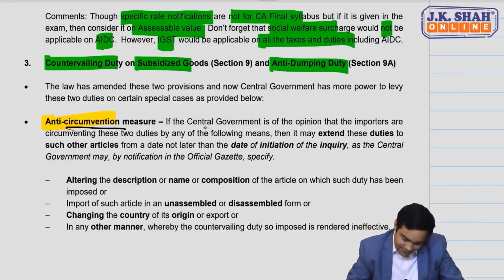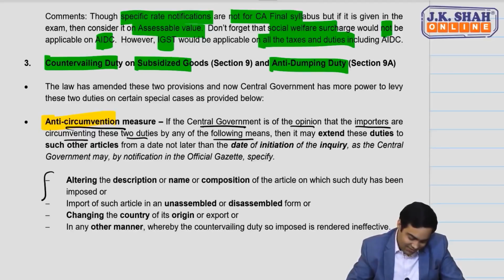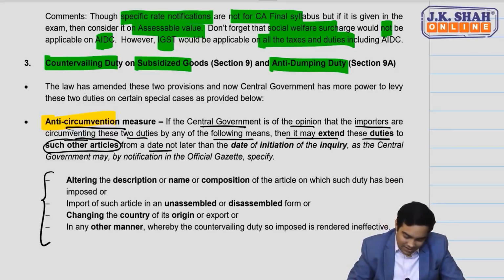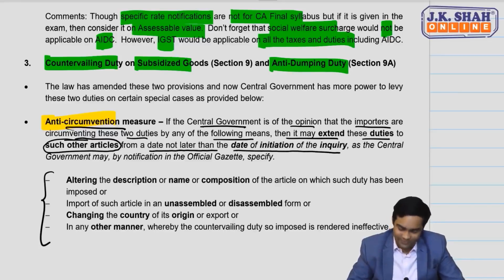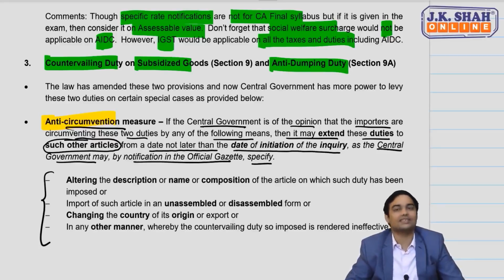Anti-Circumvention Measures. If the central government is of the opinion that the importers are circumventing these two duties, they are trying to act smart by any of the following means, we'll see what the following means are, then it may extend these duties to such other articles, circle this, such other articles, from a date not later than the date of initiation of inquiry, as the central government may by notification in the Official Gazette specify.